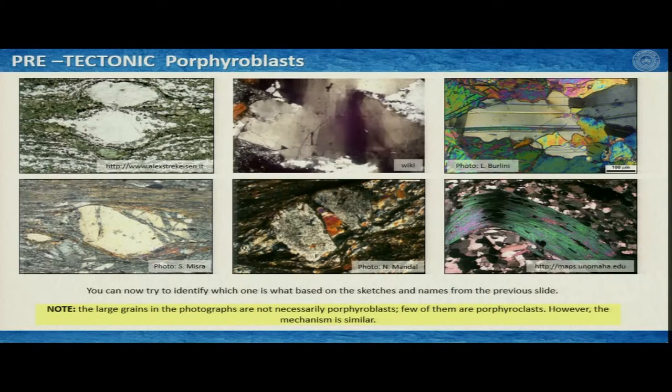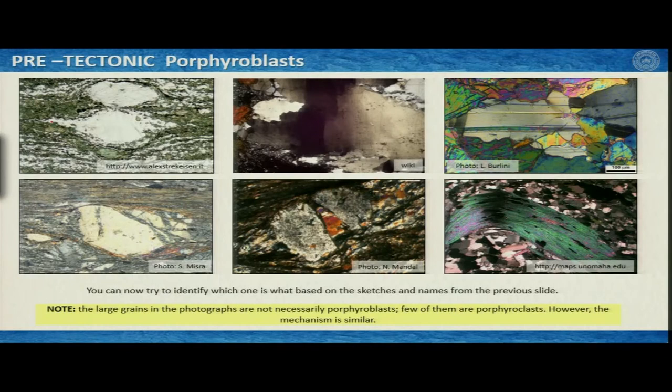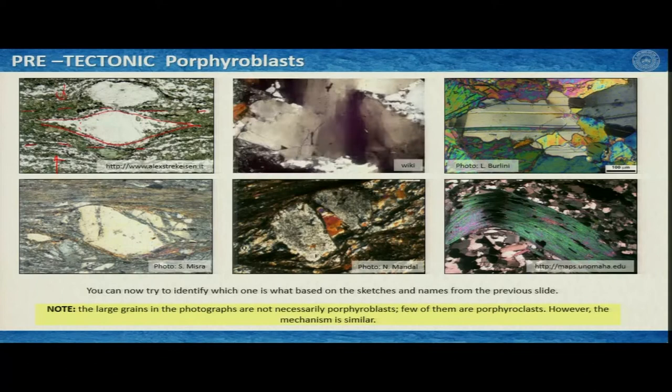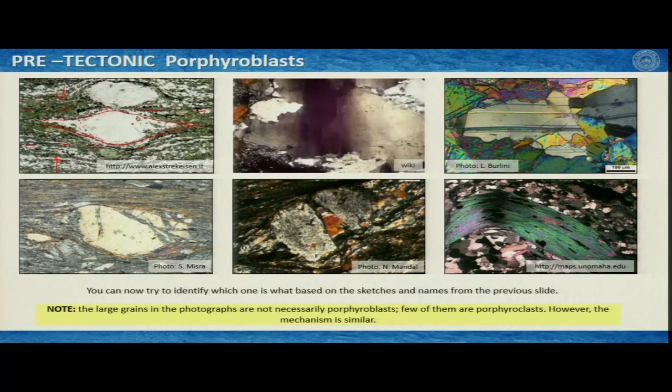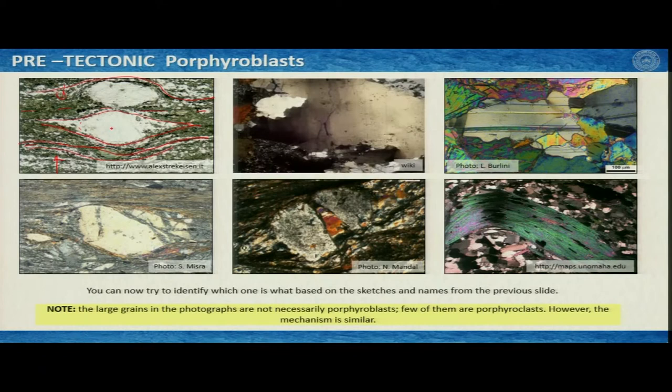Now here there are a series of examples. As you can see here, these are all pre-tectonic porphyroblasts, but they can also be porphyroclasts, but the mechanism is very similar. In the first image you see the trails, so probably this was the grain, and because it was deforming, compression was from this side, you develop the foliation here nicely, and you see these grains are stretched. So this is indicating that this is a porphyroblast. Also you can see that the foliation is wrapped around this, or here you see in a fantastic way. So these are typical examples of pre-tectonic porphyroblasts.